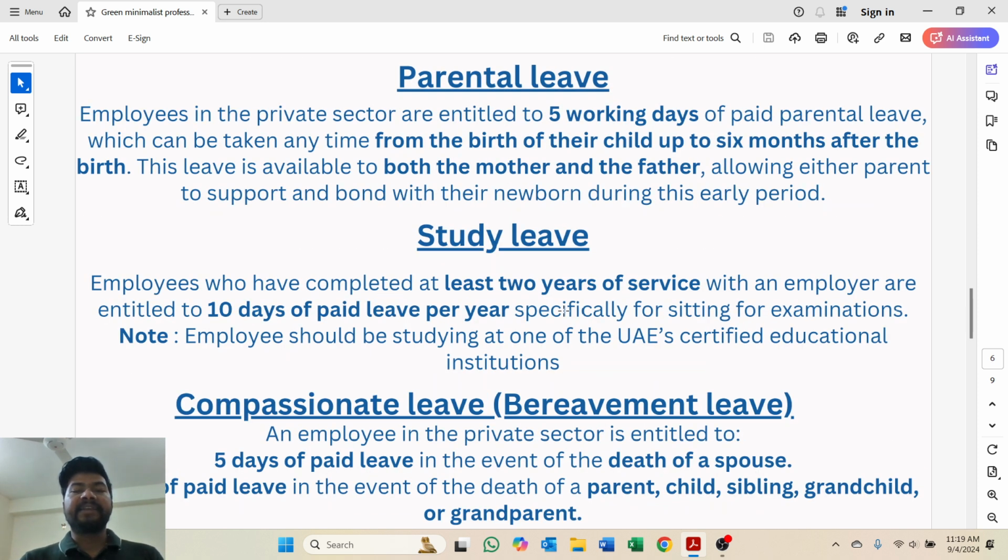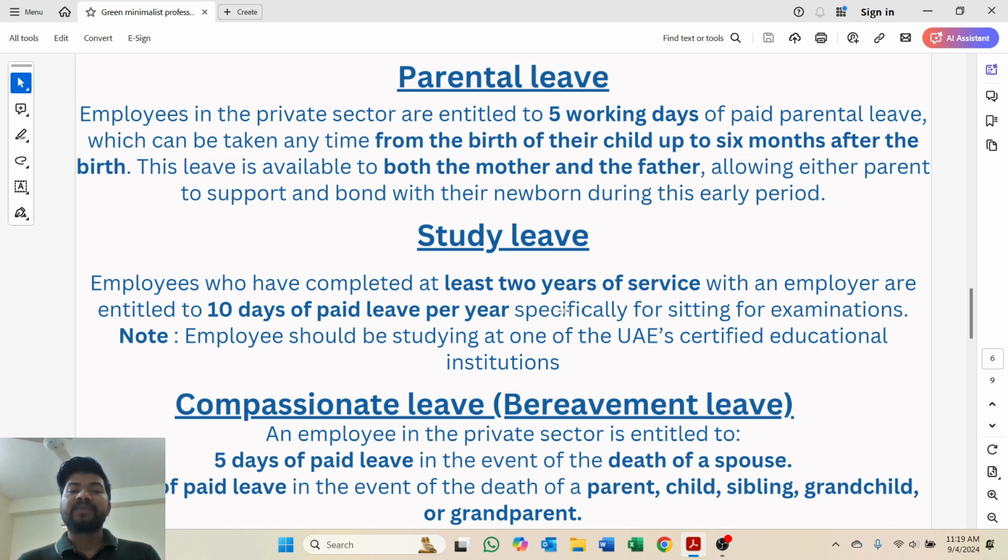Other is parental leave. Parental leave is available for newly become dads and moms. Employees in the private sector are entitled to 5 working days of paid parental leave, which can be taken anytime from the birth of the child up to 6 months after the birth. This leave is available to both mother and father, with the intention to support and bond with the newly born baby during the early period.